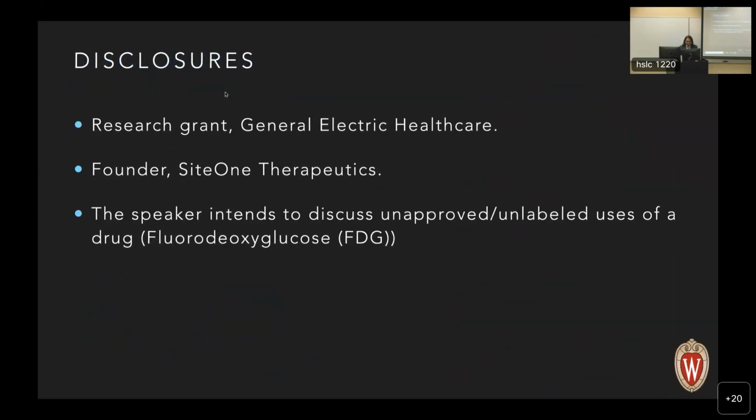These are my disclosures. I will be talking about the unapproved, unlabeled use of FDG, which is a PET radiotracer normally used for cancer screening and staging, but I've repurposed it for pain imaging, if you will.